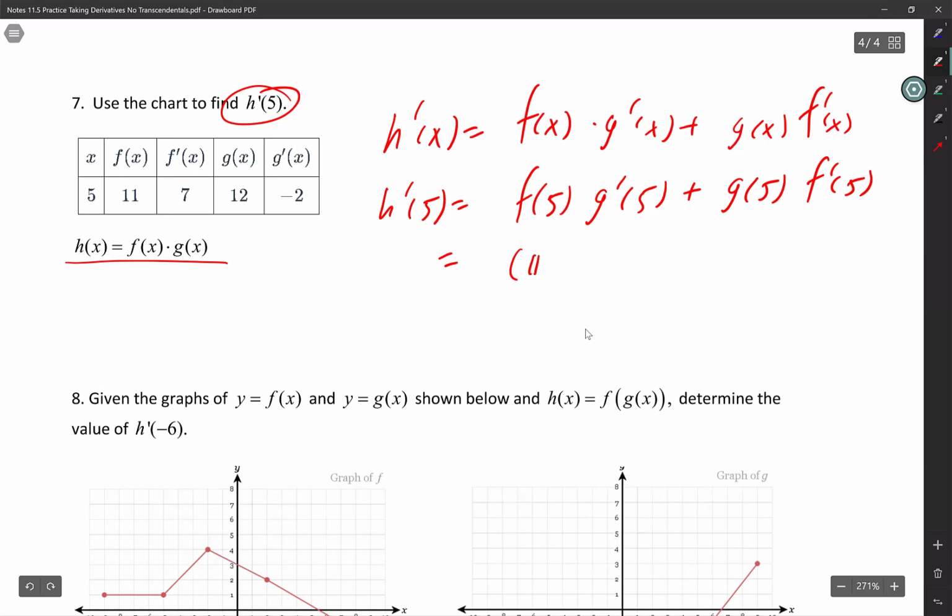f of 5 is 11. g prime of 5 is negative 2. g of 5 is 12. f prime of 5 is 7. Hopefully I didn't make any mistakes there.